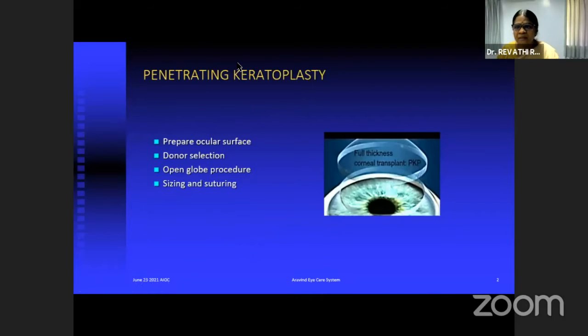Thank you. And this penetrating keratoplasty, to refine this technique, we have to pay attention to certain things. First one is to prepare the patient properly, to prepare not only the ocular surface, being a full thickness graft, like we have to prepare the rest of the internal structures also, especially the anterior segment. And also we have to do a proper donor selection. And it's an open globe procedure. So during the surgery, we have to take care of this, and mainly the sizing and suturing, which is going to decide the optical outcome of these grafts.